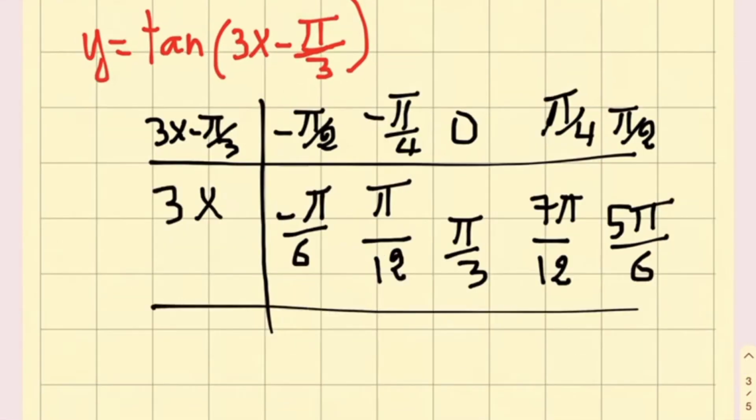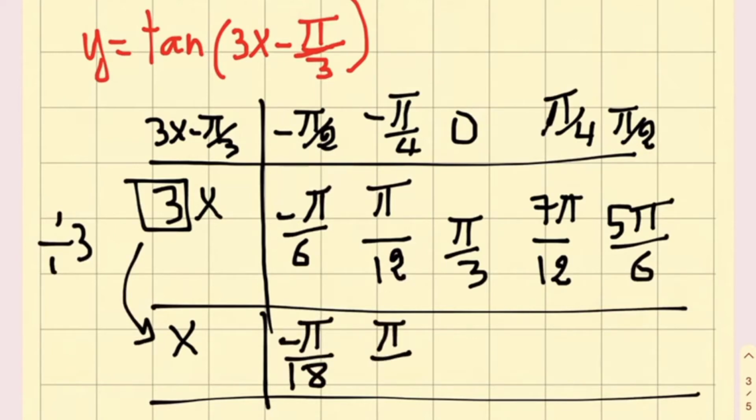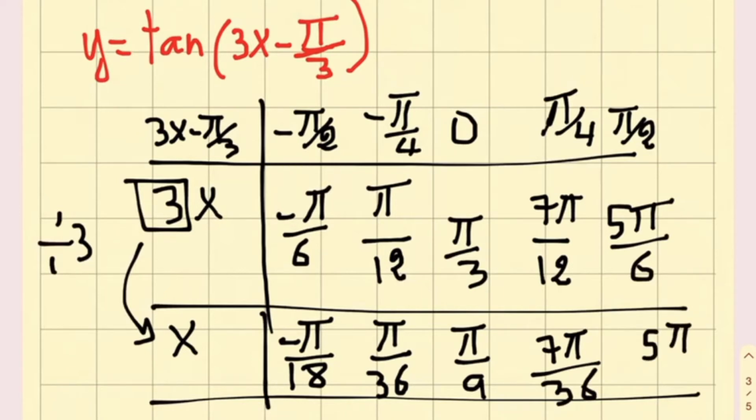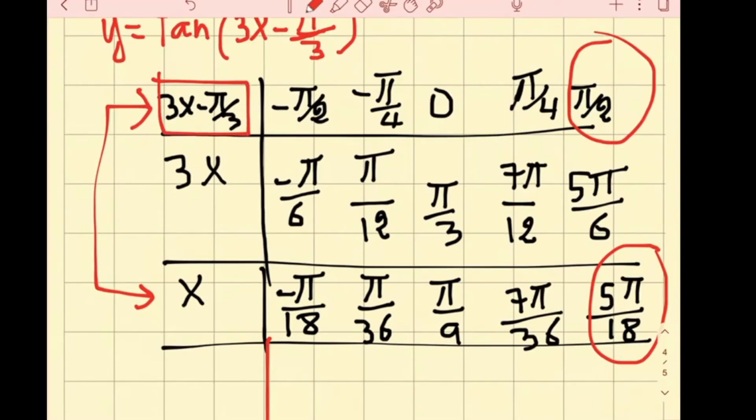Finally, we draw a conclusion for tangent 3x minus pi over 3. But before that, we get the values for x. We divide by 3, everything to be divided by 3, as you can see. Pi over 9, 7 pi over 36 after division by 3, and 5 pi over 18. Now we set the values for the tangent, which are the same values we have for tangent x, same ones.